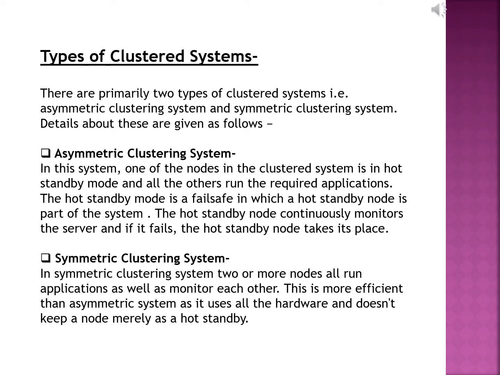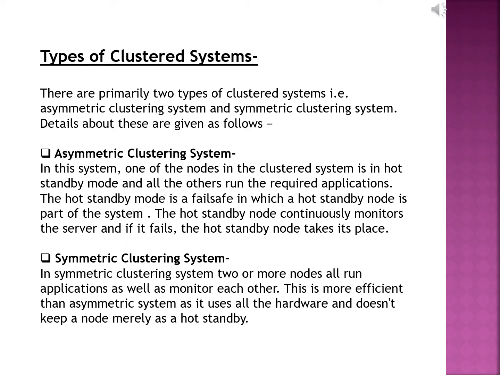There are primarily two types of clustered systems, that is asymmetric clustering system and symmetric clustering system. In asymmetric clustering system, one of the nodes in the clustered system is in hot standby mode and all the others run the required applications. The hot standby mode is a failsafe in which a hot standby node is part of the system. The hot standby node continuously monitors the server, and if it fails, the hot standby node takes its place.